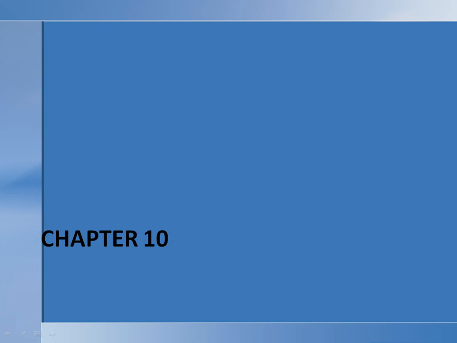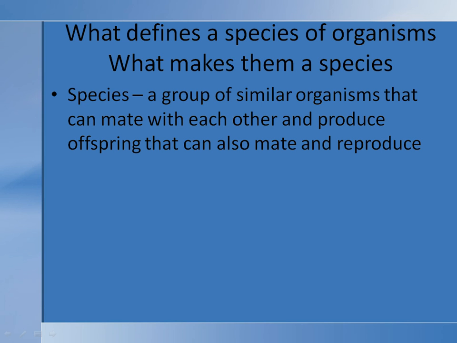Chapter 10 is covering biology, and the first topic is what defines a species of organisms and what makes them a species. If we just look at the definition of a species, which is a group of similar organisms that can mate with each other and produce offspring that can also mate and reproduce, that defines what it is and also what makes it a species. So we have to look at the idea of it being a living thing that can mate with another of its same species and then produce offspring that are able to do the same thing. So it's not going to end with that generation.